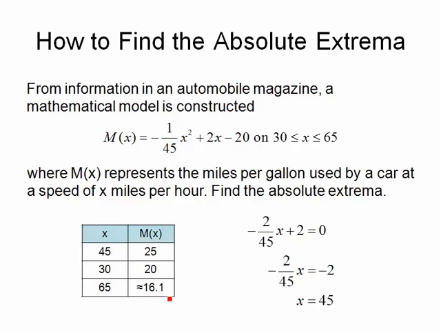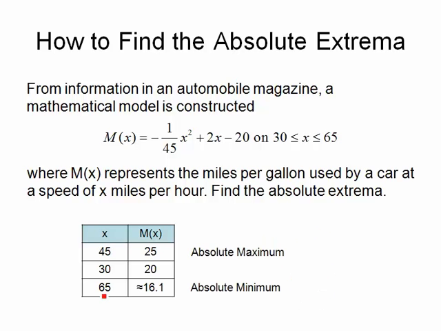So based on that, my absolute max is at 25. So when I'm going 45 miles per hour, I get the highest miles per gallon of 25. And lowest is at 65 miles per hour, and there I get 16.1 miles per gallon.